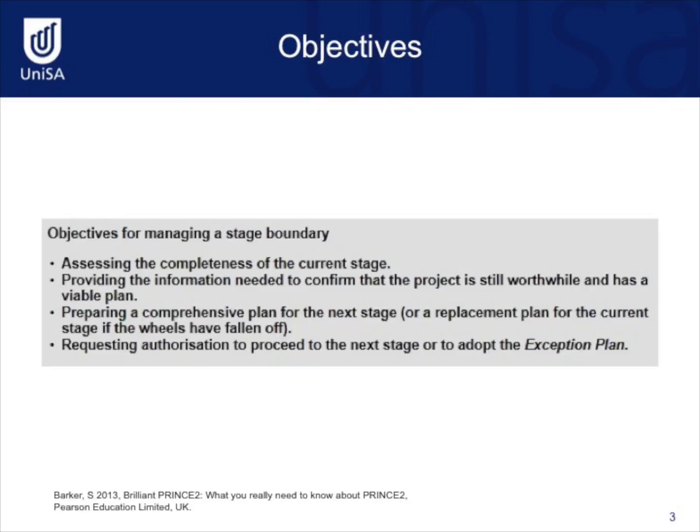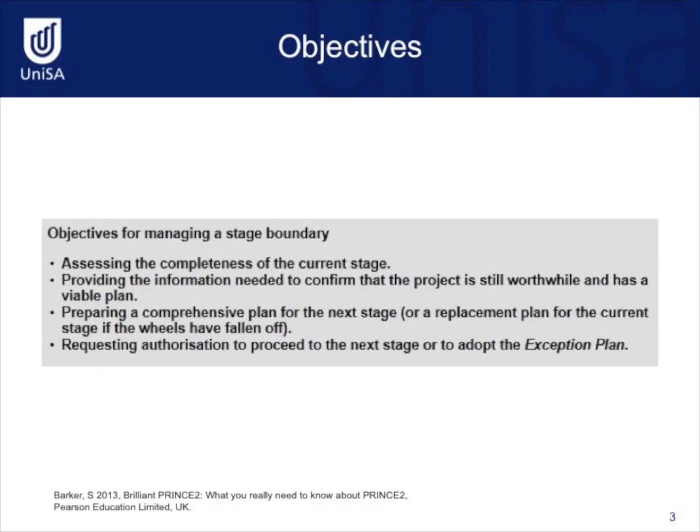The managing a stage boundary process has a number of objectives, which are listed here. It provides a mechanism to assess the completeness of the current stage. So we can ask questions such as, have we done what we set out to do in this current stage? Is the project still viable, and is it still worthwhile continuing with this project? We need to ask ourselves some questions about where we are at and where we are headed.